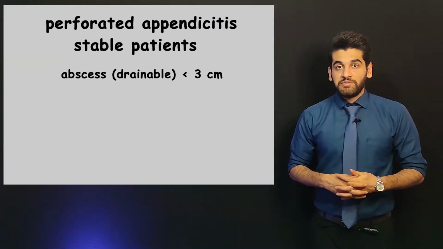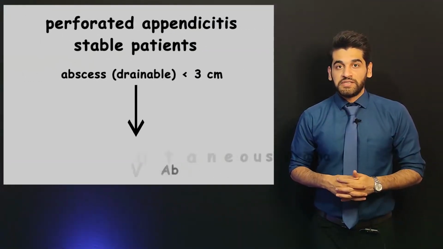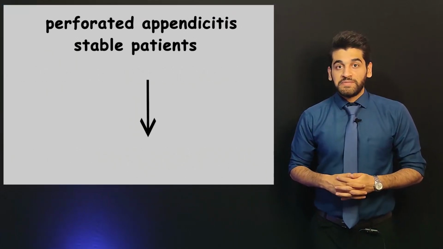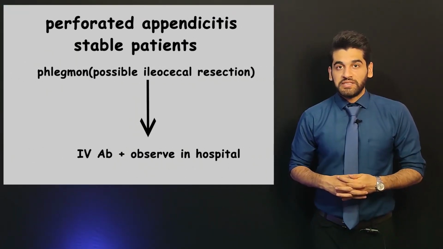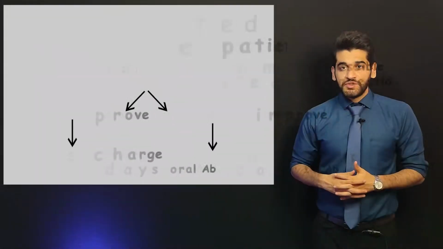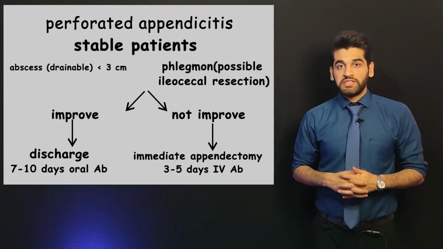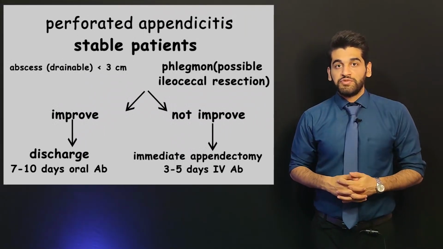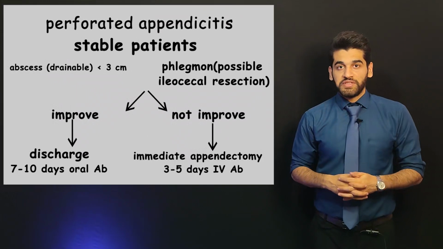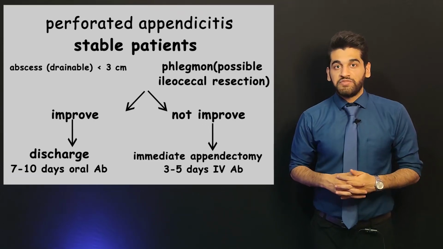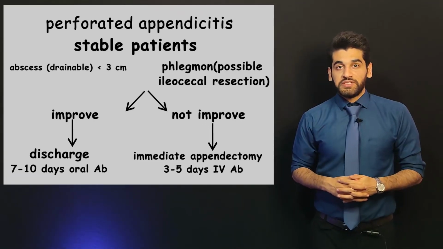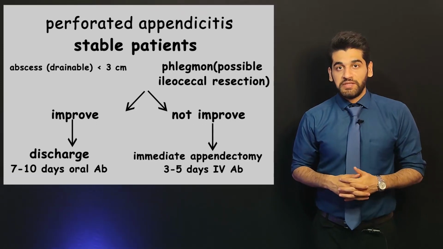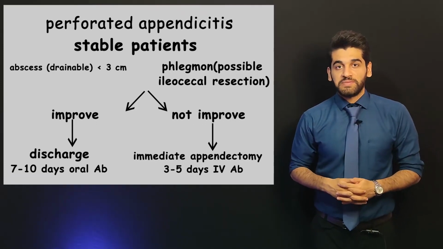For a drainable abscess smaller than 3 cm, we drain percutaneously with IV antibiotics. For phlegmons in which ileocecal resection is likely, IV antibiotics are given and we observe them in hospital. In these two conditions, if the patient didn't improve clinically, immediate appendectomy followed by 3 to 5 days of IV antibiotics is performed. But if the patient improved, we discharge home with oral antibiotics to complete a 7 to 10 day course, and we follow up in 6 to 8 weeks. Do not forget that all patients should undergo interval appendectomy to exclude an appendiceal neoplasm.